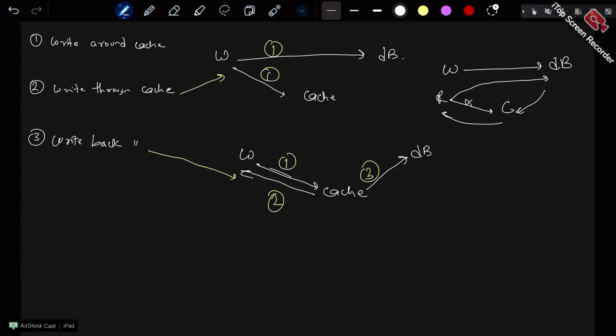In most cases in my company, I have seen this mechanism, write around cache. The reason is, I think, we cannot depend on cache for such an important activity. It depends on our use case, but in most cases write around is used. In our company, at least, I have seen this.